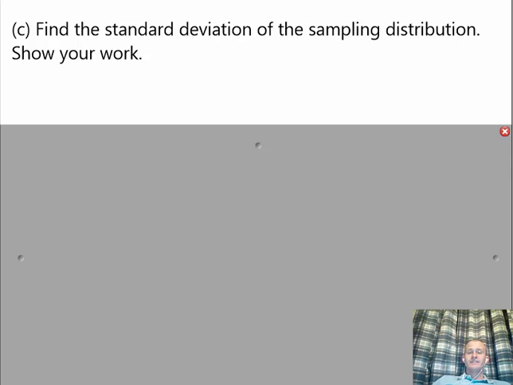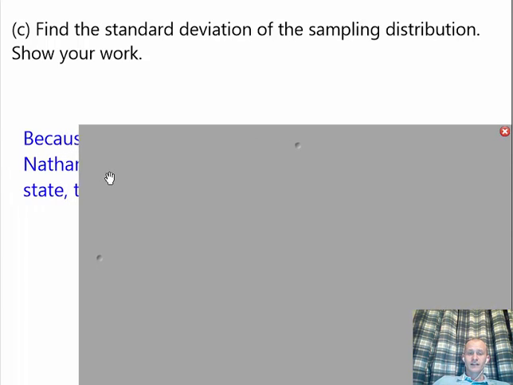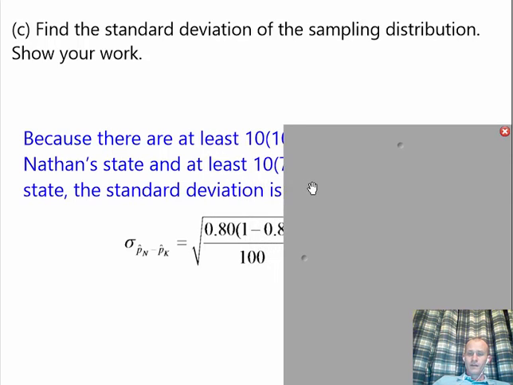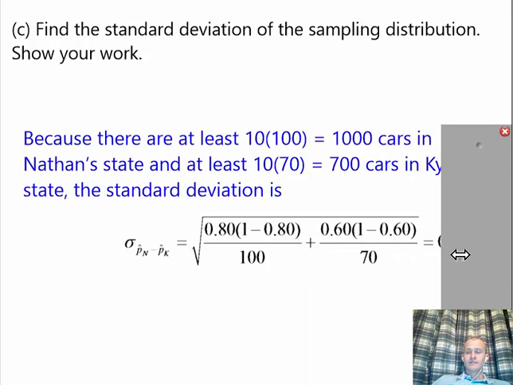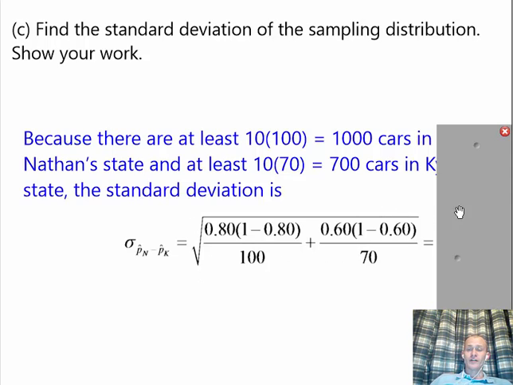And part C, find the standard deviation of the sampling distribution. If we want to find that standard deviation, we're going to need to use the variance of each of those values, add those together, and then take the square root. So if I slide this over from the side here, right here we have Nathan's sample proportion. So we have that 0.8 and 1 minus 0.8 over sample size 100. And then we have our 0.6 and 1 minus 0.6 over 70. Those are our individual variances for Nathan and Kyle. And then we take the square root of that.